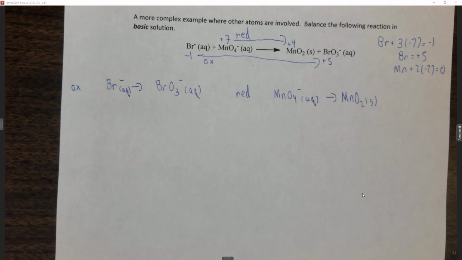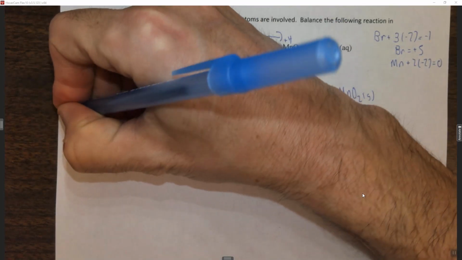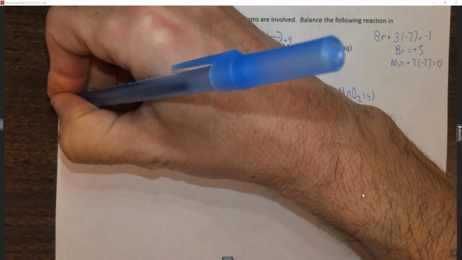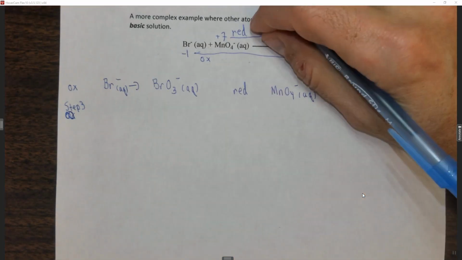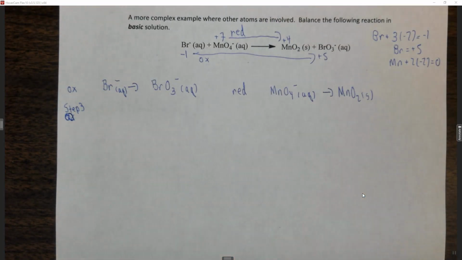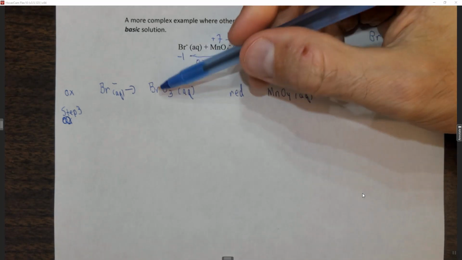Now, in this case, it's going to be more complicated not only because it's in a base, but also because both of these things have oxygens in them. So the first thing I want to do, or step 3, if you will, is balance the masses. But we have to balance the masses in 2 steps. We have to do it as if it's acid and then make it base. Let me show you what I mean.